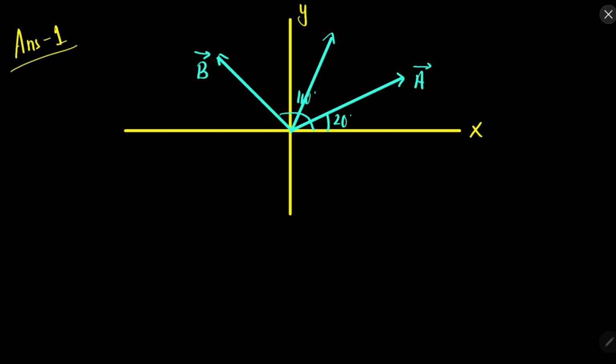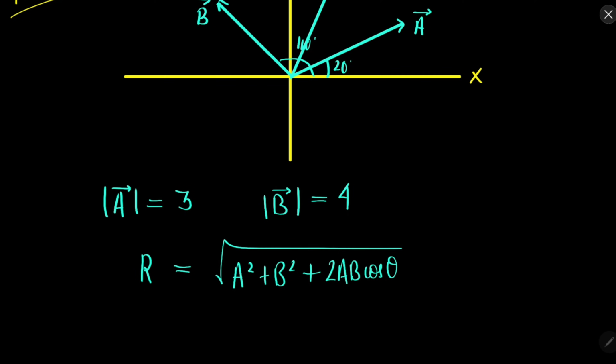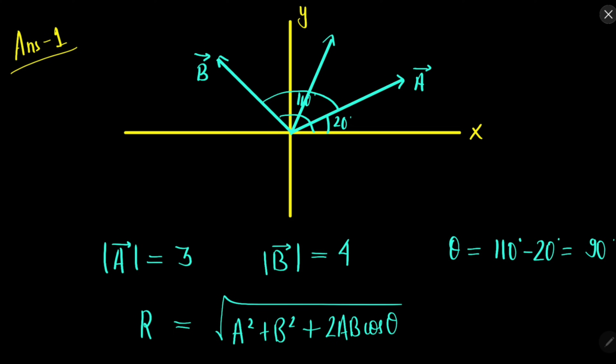So how to find it mathematically? We have been given that the magnitude of vector A is 3 and the magnitude of vector B is 4. The resultant magnitude will be, according to our formula, the square root of A square plus B square plus 2AB cos theta. Now the important thing is, what is theta here? Theta is the angle between the two vectors. If you apply some logic, you will understand that the angle between them will be 90 degrees. This is quite simple. This is 110, this is 20, so when you subtract them, you get 90 degrees.